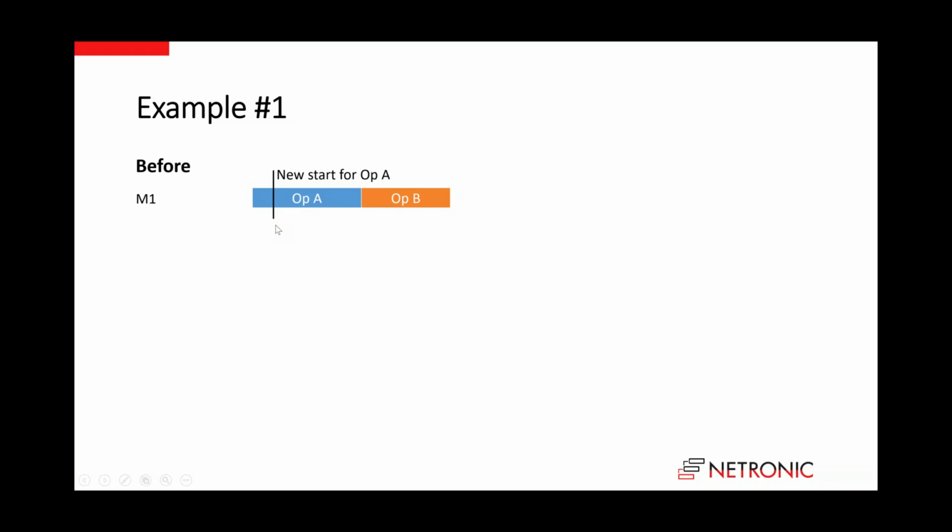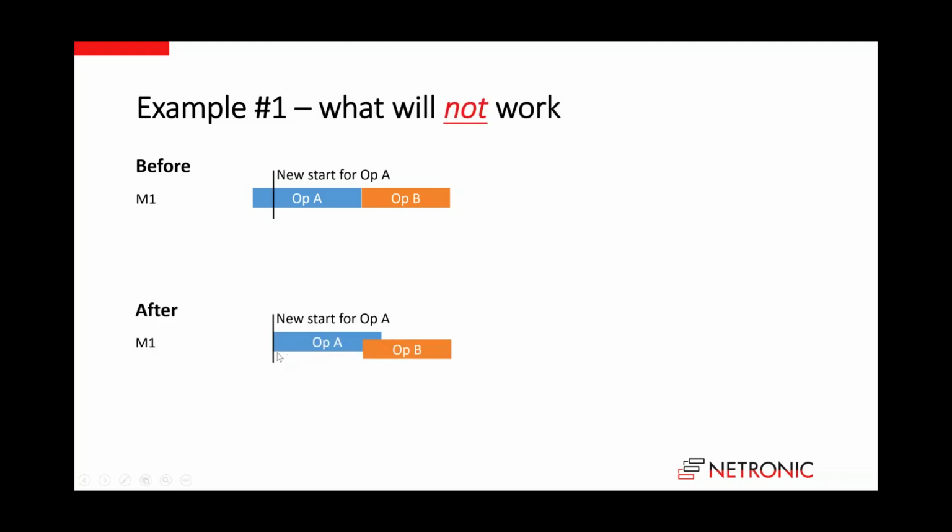Well, there actually could be two effects when we say we cannot overload the machine. So when we say we cannot overload the machine, this is not finite capacity scheduling. So what will not happen is that operation A is moved to its new start date, like here, and then it runs until here, and operation B is left where it was before. And I see there's a question coming.